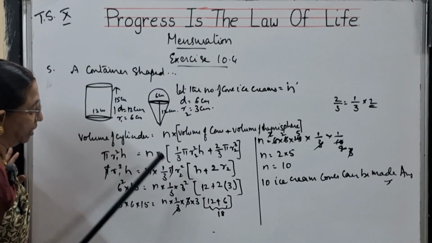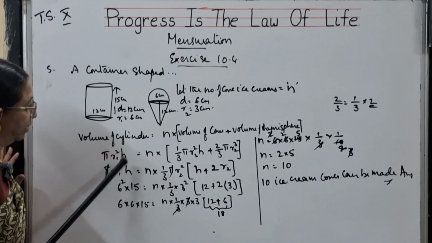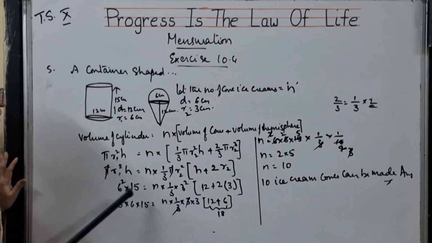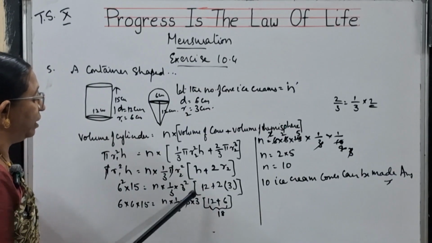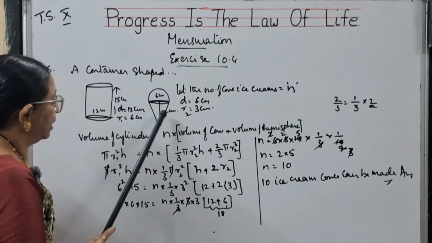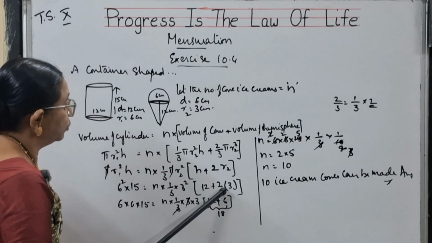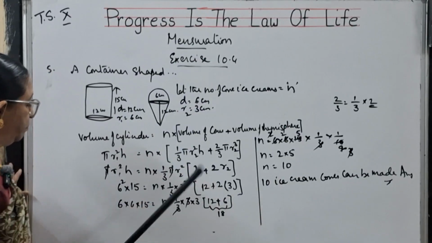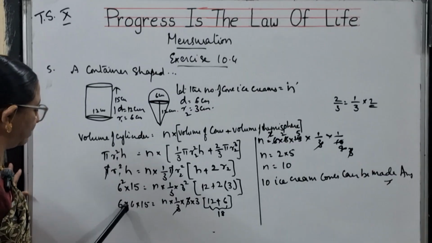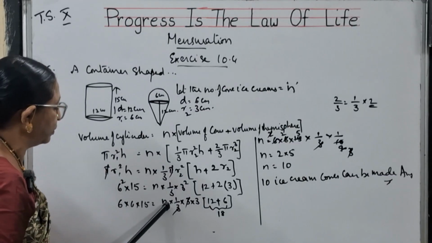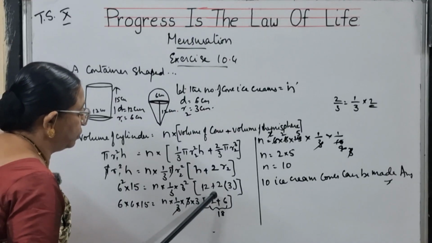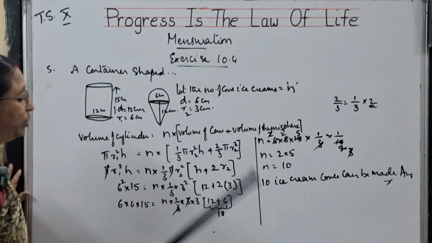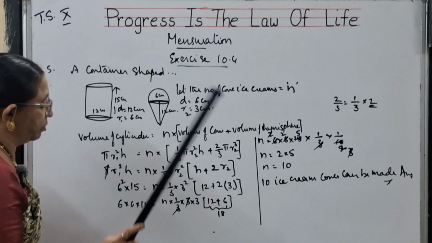So pi and pi get cancelled. 6 square, here radius is 6. 6 square into 15 is equal to n into 1 by 3 into 3 square, into H. Height is 12 plus 2 into R2 is 3. So 6 into 6 into 15 is equal to n into 1 by 3 into 3 into 3 into 12 plus 6. This sum is nothing but 18.